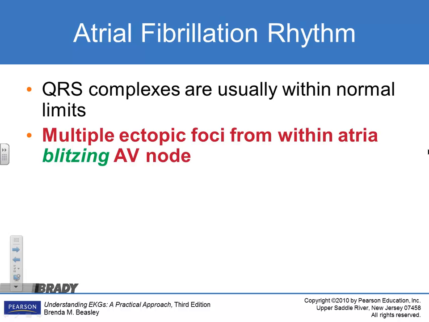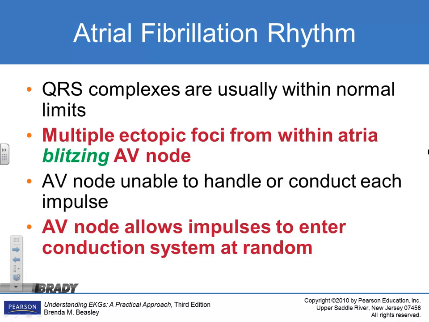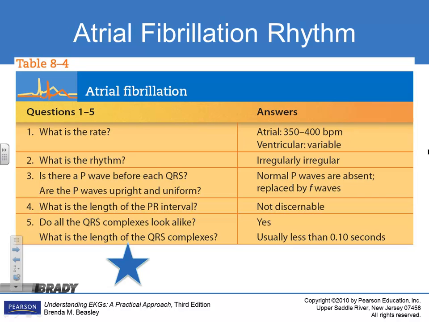So anyway, with AFib, as I said, you've got a zillion different foci in there. They're like blitzing. That's a good word. I like that. They're blitzing. Some get through, and there's no pattern to when they get through the AV node. Because there's so many bombarding the AV node, occasionally one will get through. It just doesn't know what to do, so it does what it wants. It's very random.